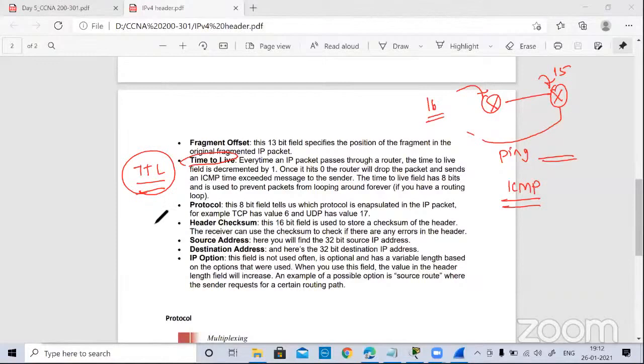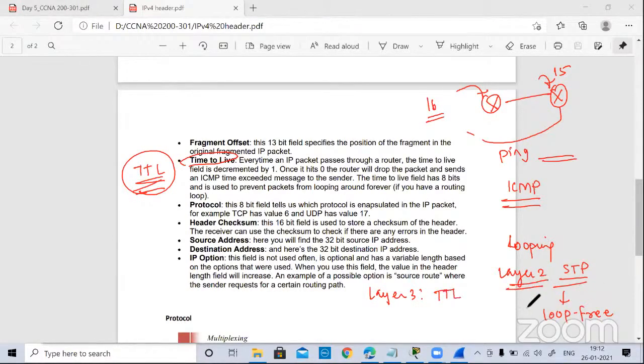We will come across looping. You may recall we talked about looping in our previous session, where I said that in layer 2 we use the spanning tree protocol, which helps make the network loop free. However, in layer 3 we use TTL, which is not used in layer 2, because we don't have a TTL in that case. So we need some protocol to make the network loop free.